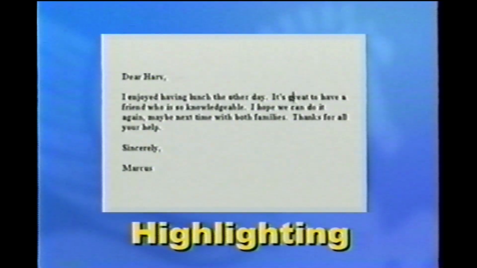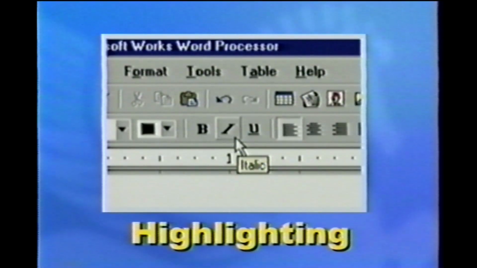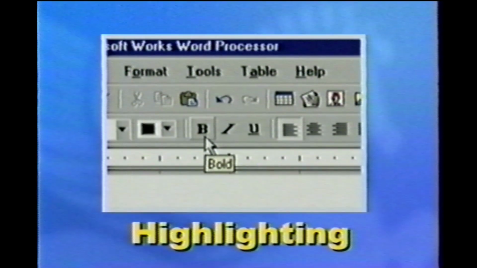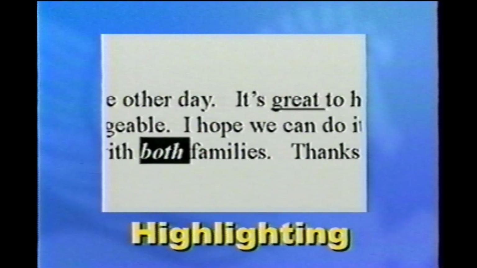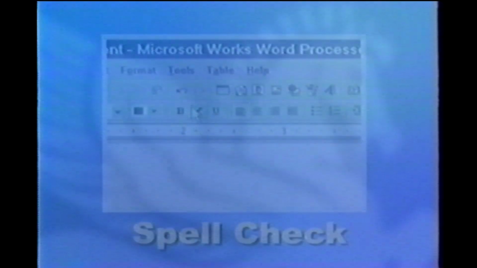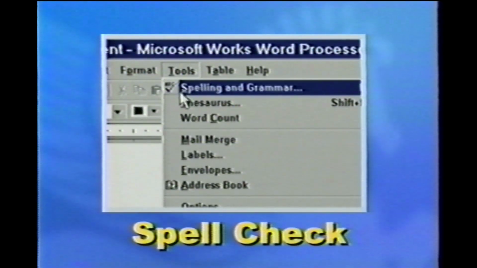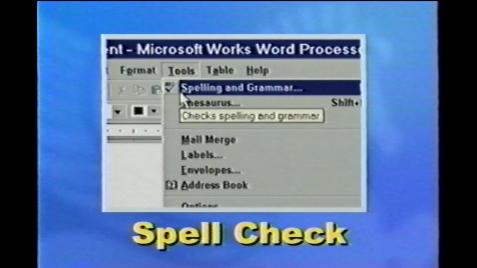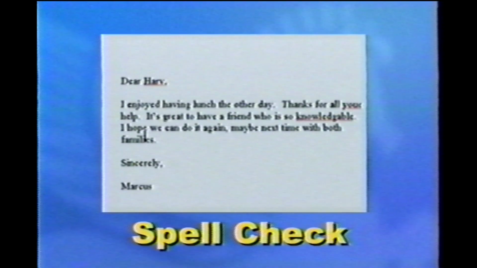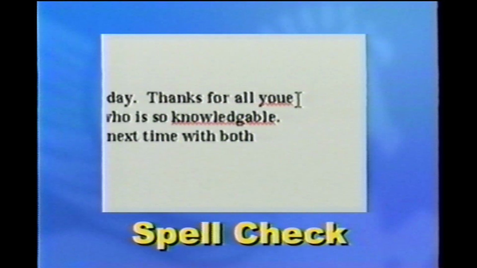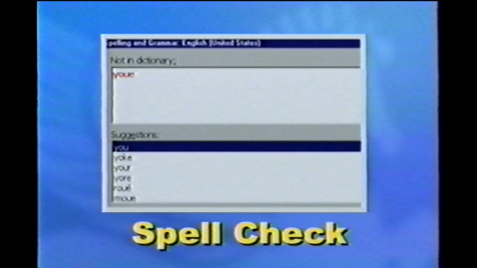Highlighting. You highlight a word or phrase by double-clicking or dragging over it. When a word is highlighted, you can make the word underlined, give it italics, or make it bold, all with the click of a mouse. Spell check. Many word processors automatically check your spelling and mark misspelled words with an underline. You can backspace and rewrite the word, or you can select from the computer's own list of alternative spellings.